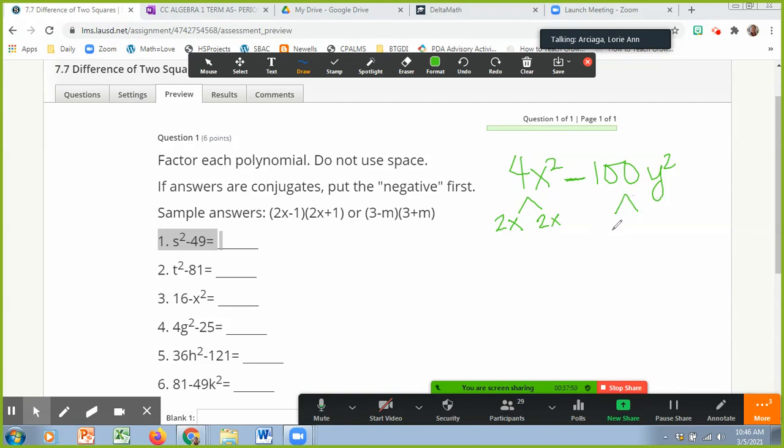Now George, there's a Delta Math. If you want to get started while I'm waiting for the rest, you could go ahead. And then this one is negative 10y and then positive 10y. Right? Because 10 times 10 is 100, y times y is y squared. So when you write down your answer, the negative comes first. So 2x minus 10y, close parentheses, and then 2x plus 10y, close parentheses. So that's your answer.